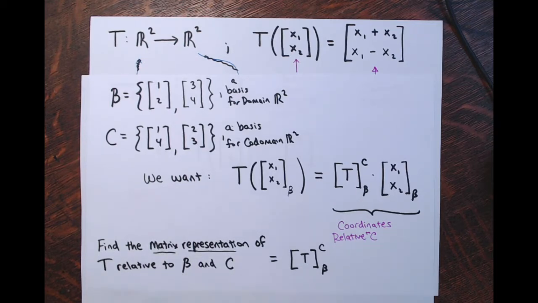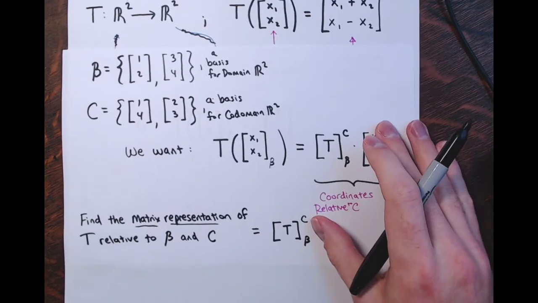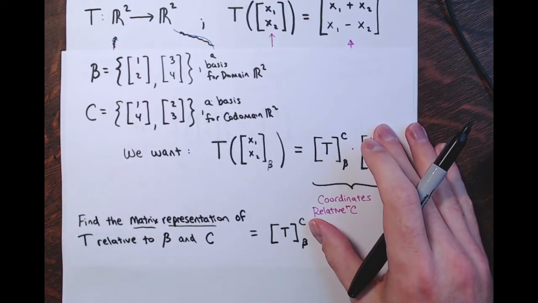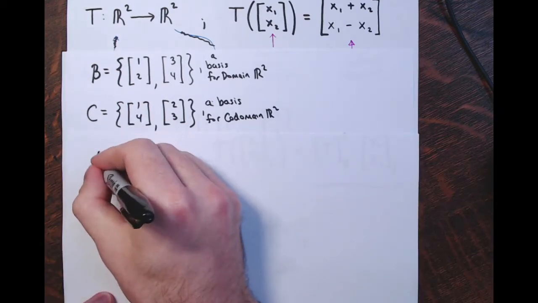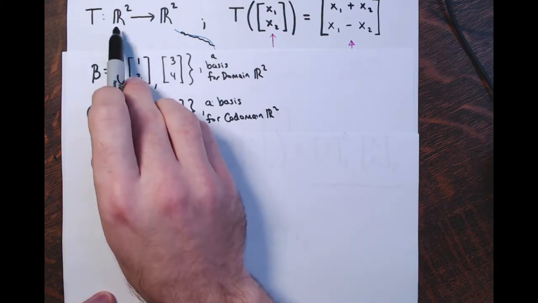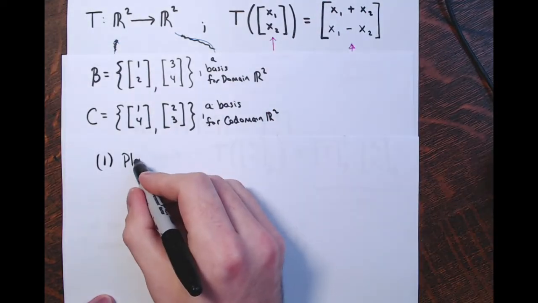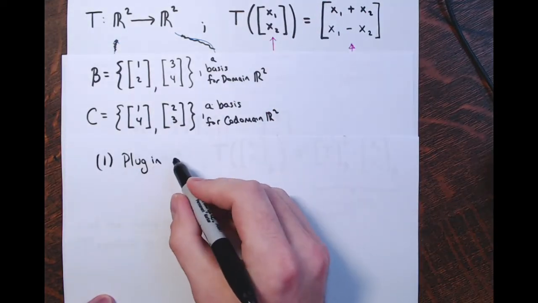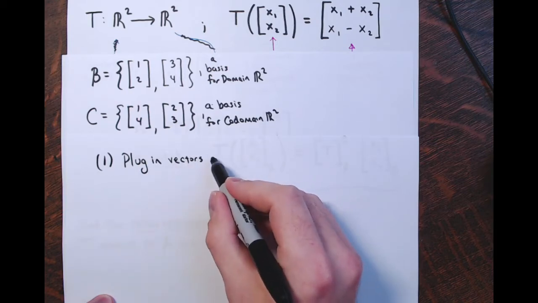All right, so how do we do this? Well, just like you found the standard matrix. So number one, I take the basis vectors for the domain and I plug those into my rule. I find their images. Plug in vectors from the domain basis.